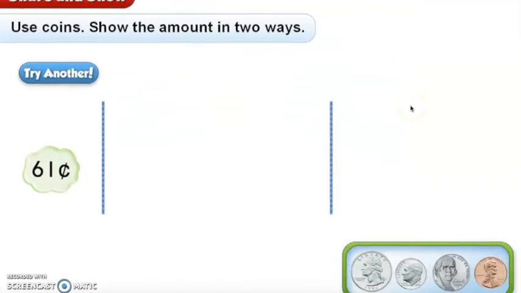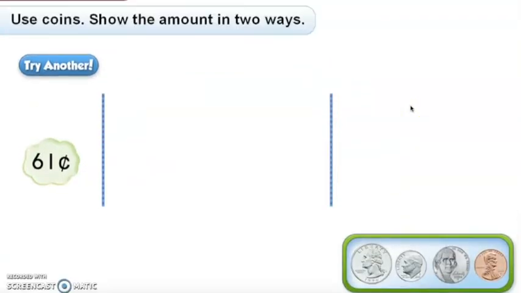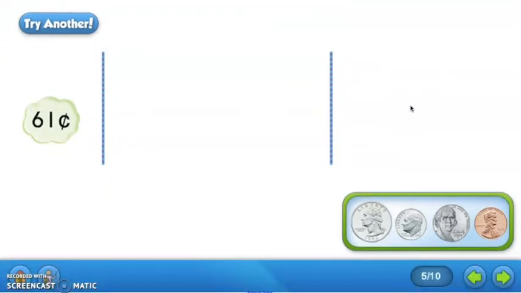It says use coins and show the amount in 2 ways. So we're going to be trying 61 cents. I always like to start by using the quarters because the quarters are worth the most, right? If I take 1 quarter, I have 25 cents. If I take another quarter, that means I have 50 cents, and I'm only 11 cents away from my total. If I added another quarter, that would put me over 61 cents because 3 quarters is 75 cents. So I'm going to start with my 2 quarters, which is 50 cents. Then I'm going to add a dime.